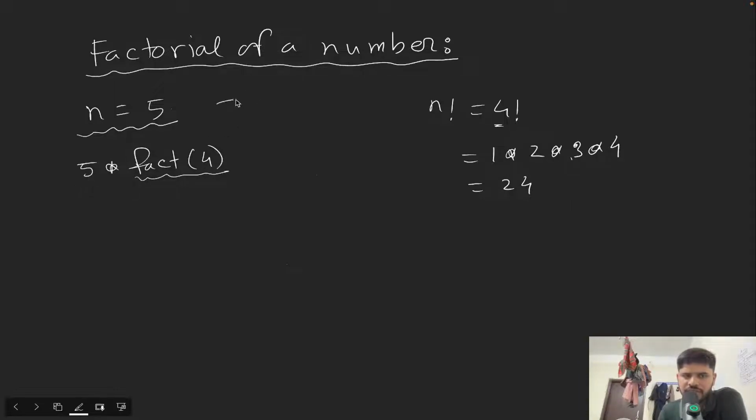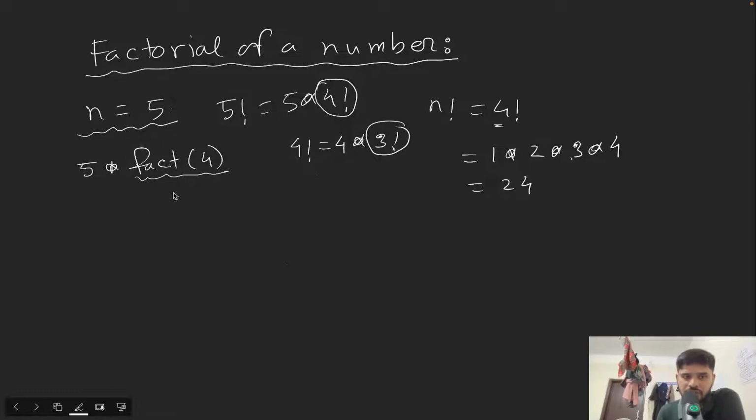We know that the factorial of 5 equals, we can write it something like this, 5 times 4 factorial. Can we write it like this? Yes, we can. So now we have to find out the value of 4 factorial. In order to find the value for 4 factorial, we have to find out the value for 3 factorial. Am I right?